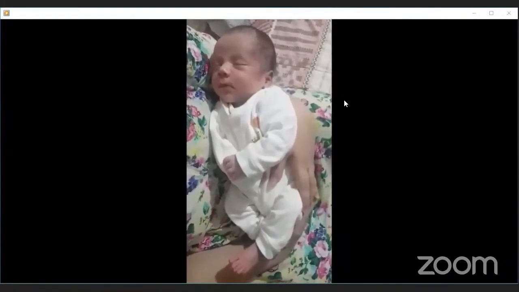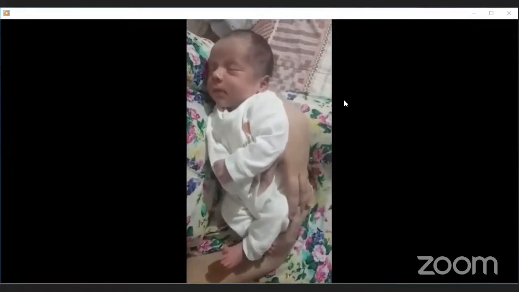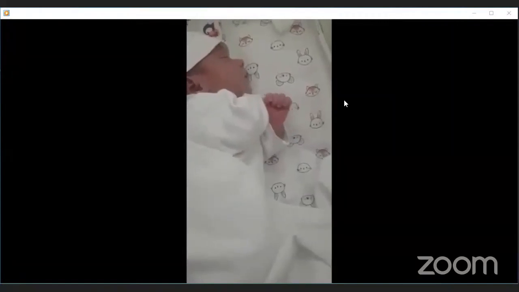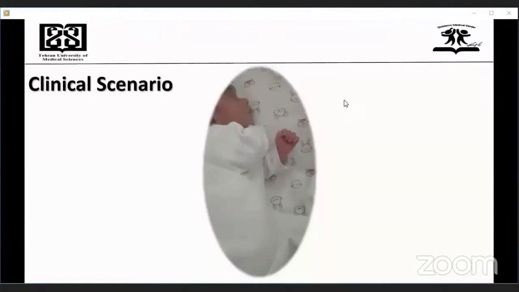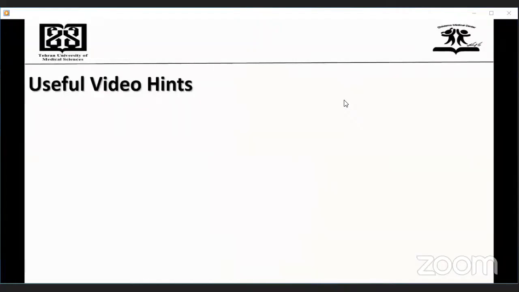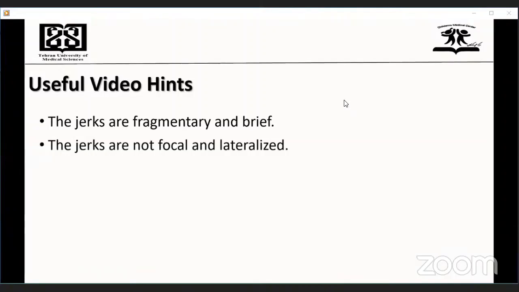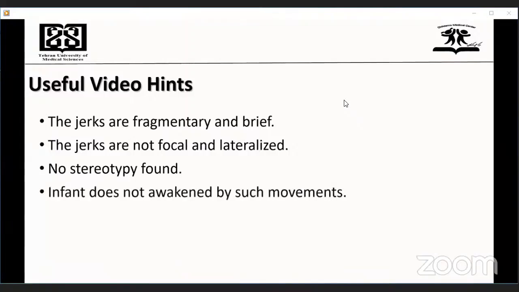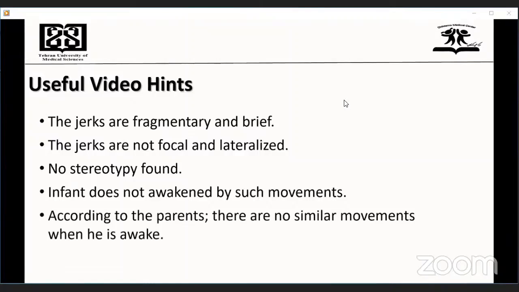You can clearly see in this clip that the infant has some jerky movements of the foot and also the hand. This is quite fragmentary and brief. Okay, let's analyze the useful video hints. The jerks are fragmentary, as you saw in the clip, and the movements are very brief. The jerks are not focal or lateralized, but fragmentary and on both sides. You cannot find any stereotypy in these movements. The infant does not awaken from such movements, and according to the parents, there are no similar movements when he is awake.